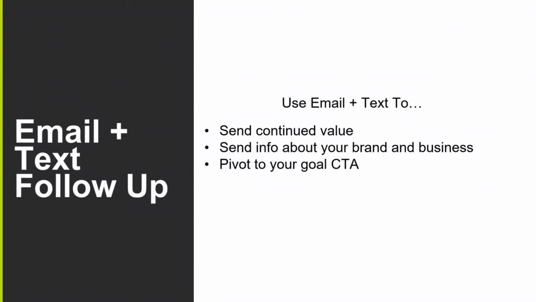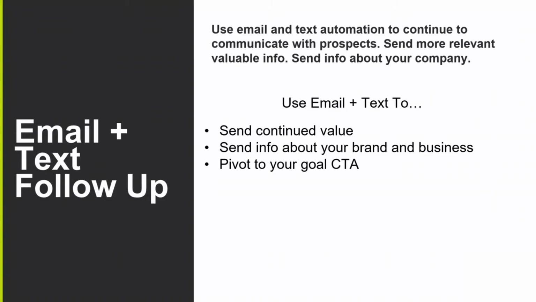So email and text follow-up. You want to send continued value, send information about your brand and business so that prospects can learn more about your business, and then pivot to your goal call to action. So use emails to reinforce your brand, educate prospects, but then always have a call to action on your emails, which goes to your goal at the bottom of your funnel, whatever that might be. So you can use text automation and email automation, send more relevant information and things like that.